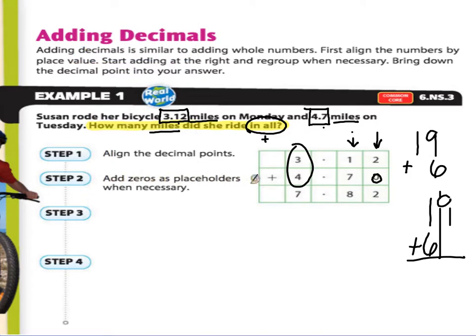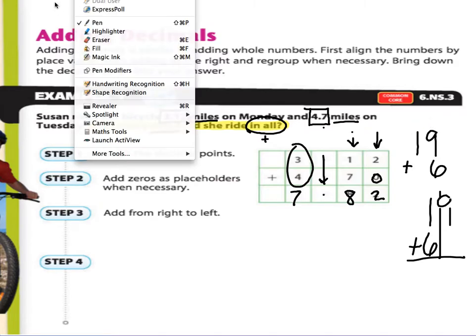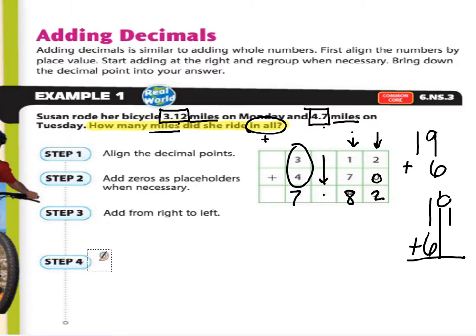After you line up the points, you're going to add zeros as placeholders, which we did right here. And then we're going to add from right to left. So here we did 2 plus 0 is 2, 1 plus 7 is 8, 3 plus 4 is 7, and then I bring my decimal straight down. So in this case, my answer would have been that she rode 7 82/100 miles in all.